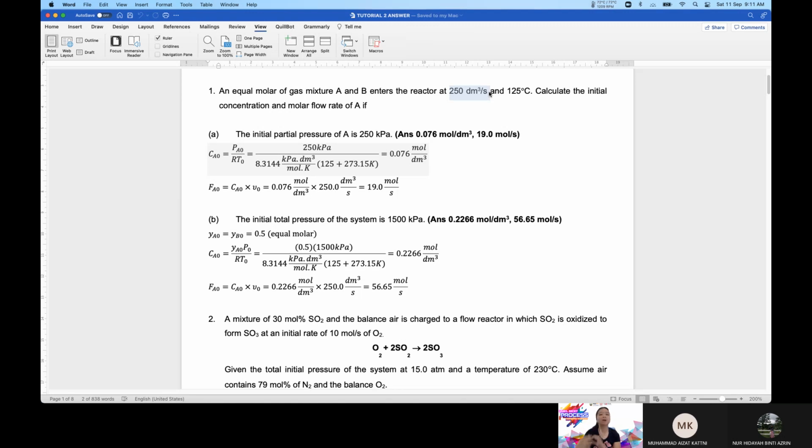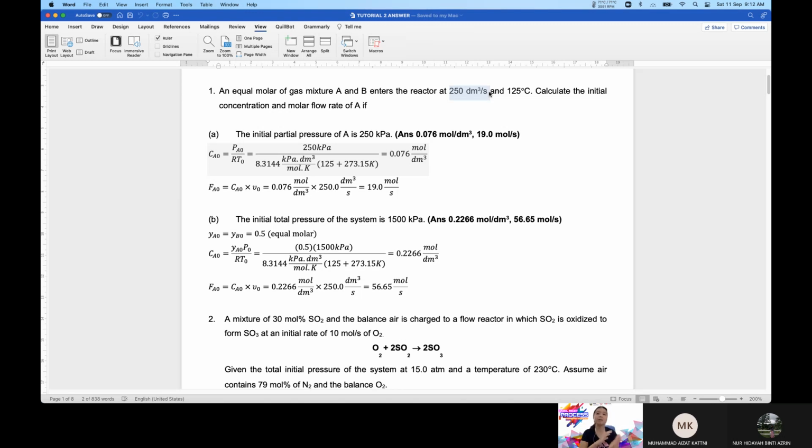V naught 250 dm cube per second. So next, second information. Third, 135 Celsius. So similarly, temperature pun nanti kemudian kita akan belajar. During reaction, temperature may change according to the reaction. So it's also important to establish initial temperature ke final temperature.